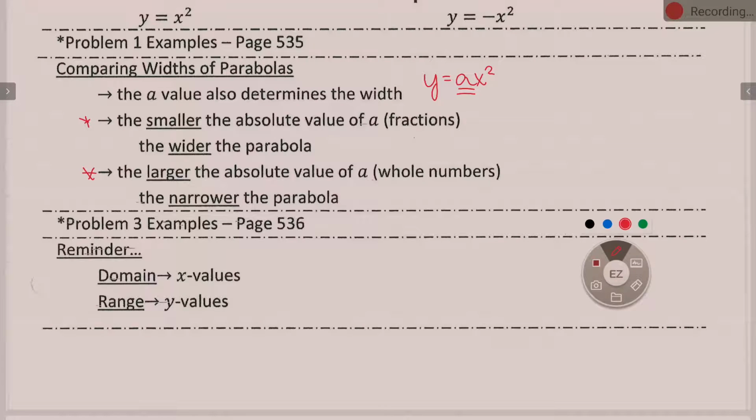Whereas the smaller the absolute value, so if we're talking basically numbers less than 1, like fractions and decimals, that's going to make the parabola shorter. And when it gets shorter, it gets squished down, and so it's getting wider. Does that visual make sense there? Yeah. Okay.